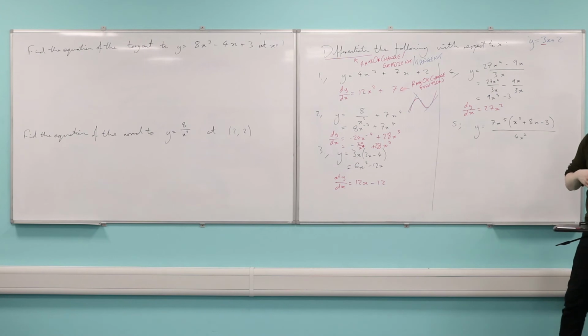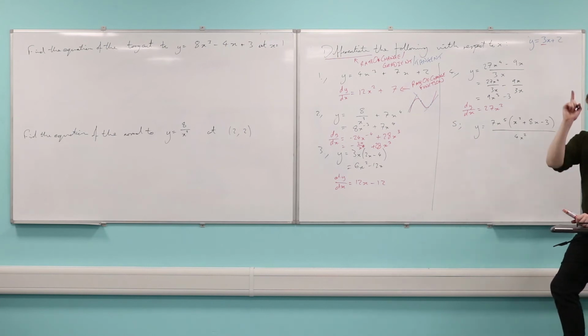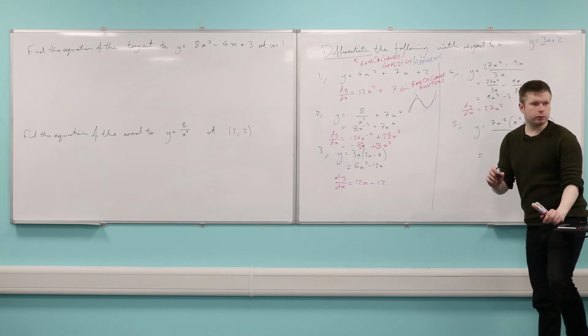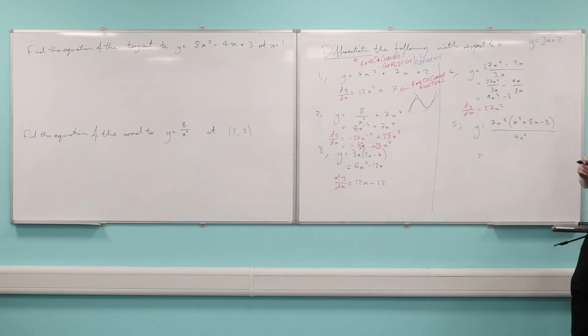Number 5. How do we deal with this? Multiply the brackets first and then divide. Absolutely right. Multiply the brackets out first, then you can just treat it the same thing as you did question 4. All right? So what do you get if you expand the brackets out? Could you do it now? So just multiply the brackets out.